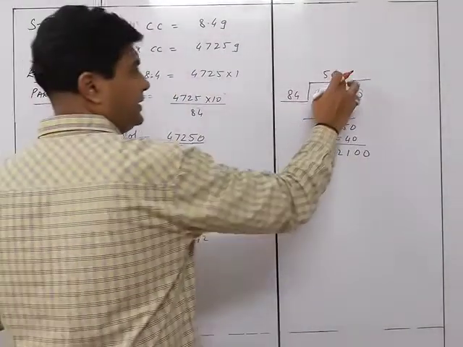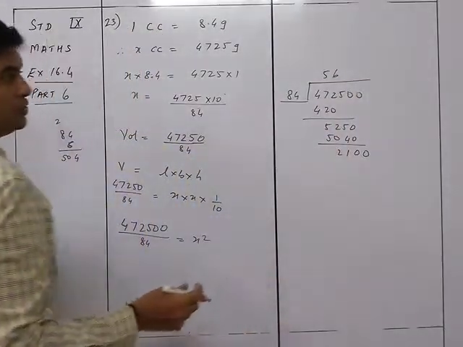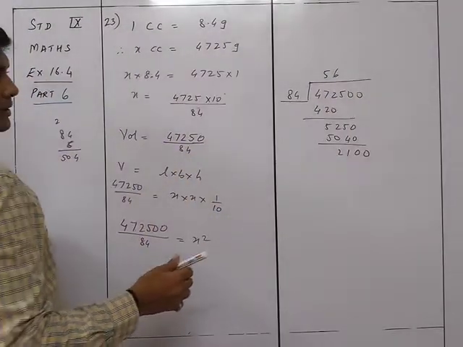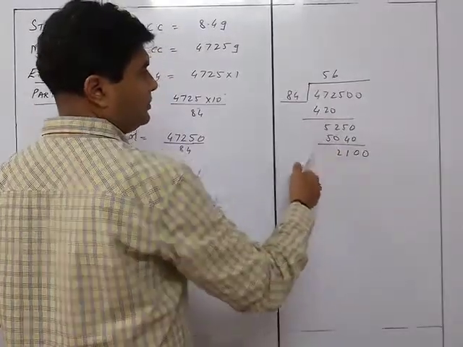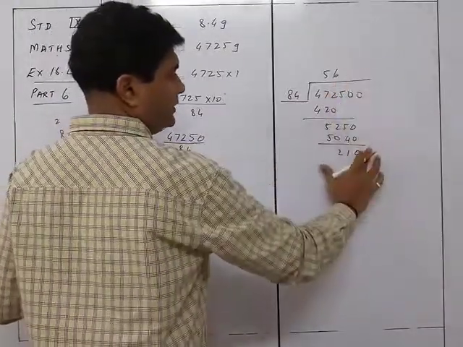5 6, no, the point will not come. So this will be 0 and again 2 will come. Sorry, this is only this much.